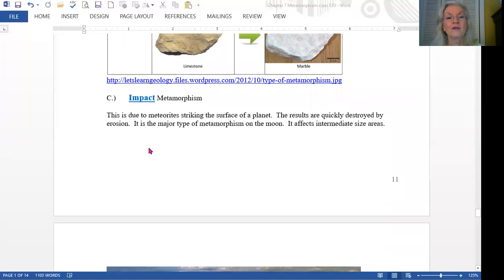Our last type of metamorphism is impact metamorphism. This is when a meteorite strikes the surface of the earth. Most meteorites, when they enter the Earth's atmosphere, generate a huge amount of heat and a pressure wave. It's this heat and the pressure wave that impacts the Earth. First, it'll come down in, and the end result is you'll have an impact crater.